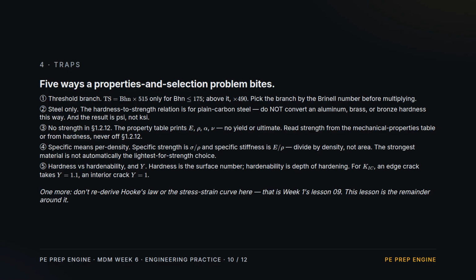Traps. Five ways this bites. 1. The hardness to strength branch flips at Brinell 175: times 515 below, times 490 above. 2. That relation is plain carbon steel only, and it returns PSI. 3. The property table carries no strength column, never read a yield off it. 4. Specific strength and specific stiffness divide by density, not area, and the strongest material is not automatically the best for a strength-to-weight pick. 5. Keep hardness separate from hardenability, and for fracture toughness use the right geometry factor, 1.1 for an edge crack, 1 for an interior crack.